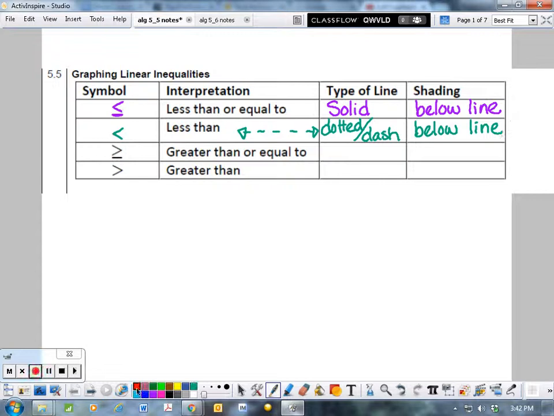Now on our next one, we have the greater than or equal to. Now the line underneath means that, again, we would usually have a filled in dot, but that means our line is going to be solid, because every point on that line will actually be a solution to our inequality. And then because it's greater than, we're going to shade above the line. And then our last one is just the greater than symbol. So this is going to be a dotted or dashed line. And then because it's greater than, we're going to shade above the line.